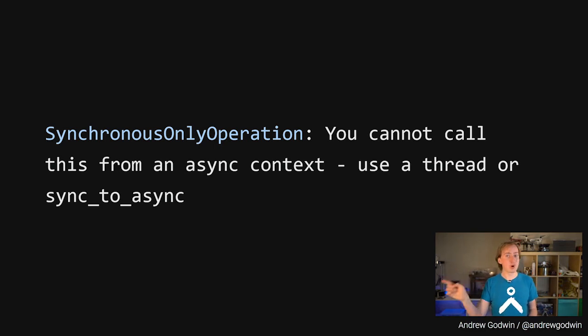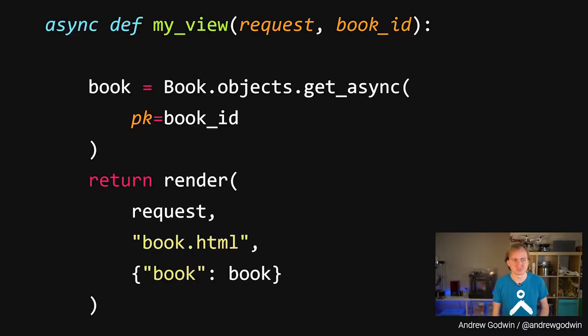This way, there's no way you can write that first piece of code and have it pass tests. Django will be like, no, what are you doing? This is a synchronous operation. Stop it. That's the idea.